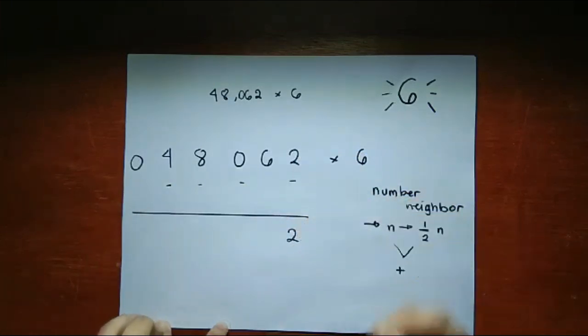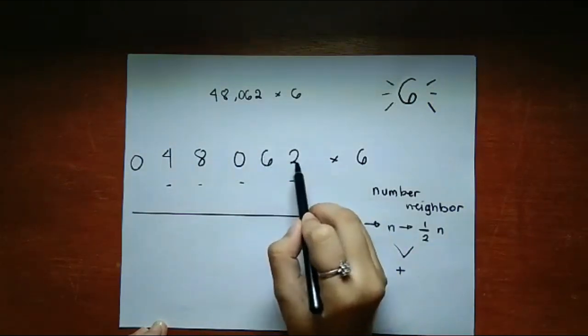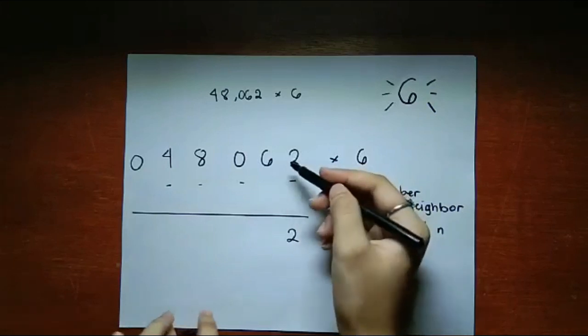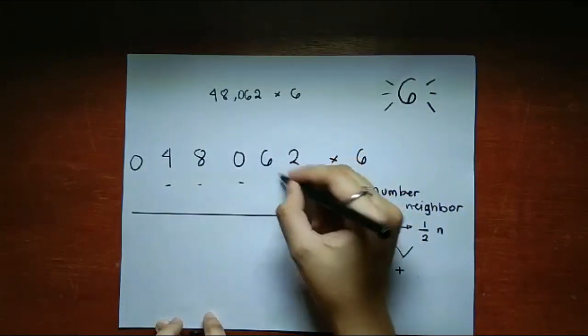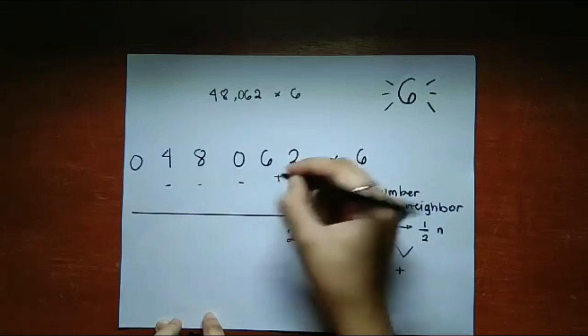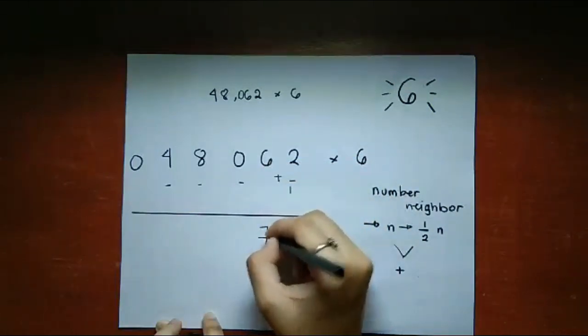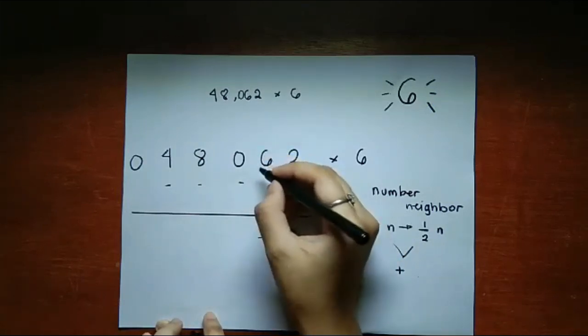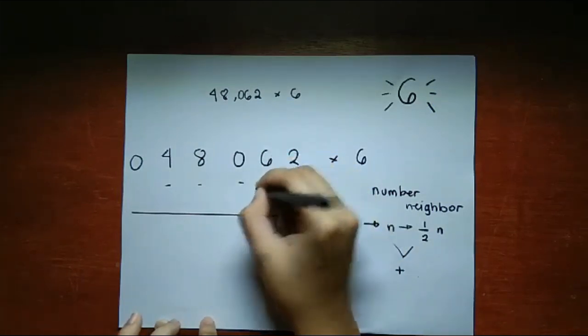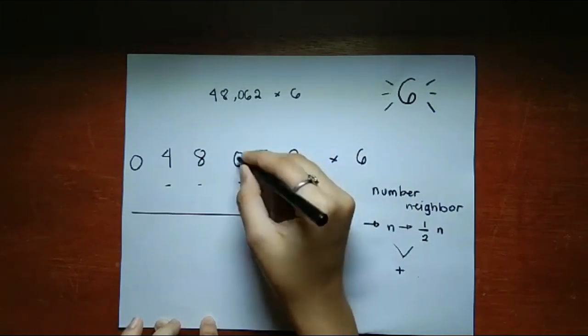There. Next, we look at the number beside it, the number 6. Its number neighbor is the number 2. We are going to half this and add it to 6. What is the half of 2? It's 1. So 1 plus 6 is 7. Next is the number 0. Its number neighbor is 6. And 6 divided by 2 is 3. We add this half to 0 and we get 3.